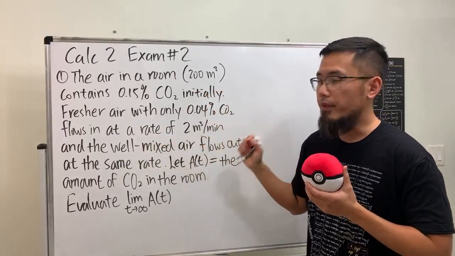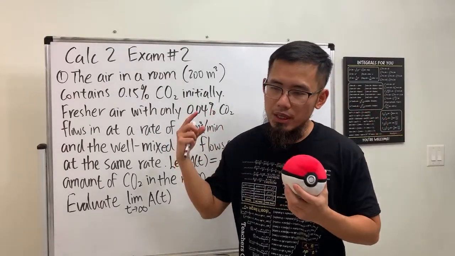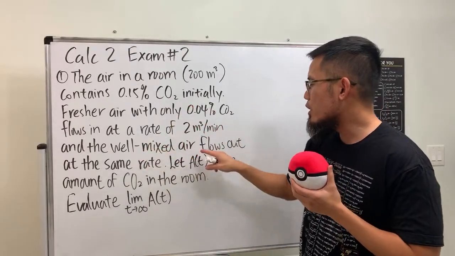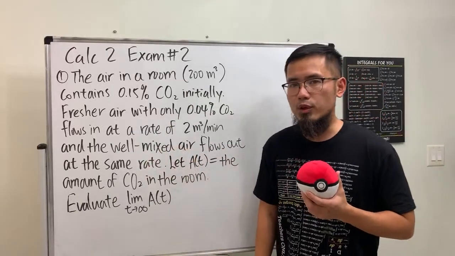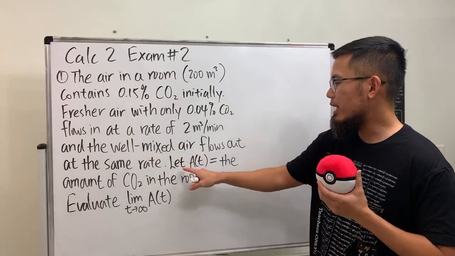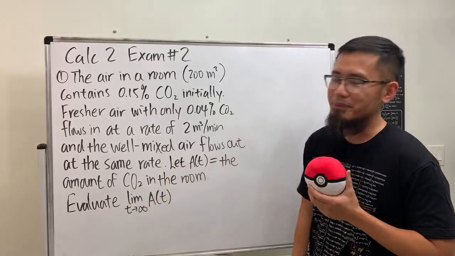per minute. And just imagine that once the air comes into the room, we are going to blend the air together, and the well-mixed air will flow out at the same rate as well, right? So this is the usual mixing question in differential equations. And we are going to let A of t be the amount of carbon dioxide in the room.